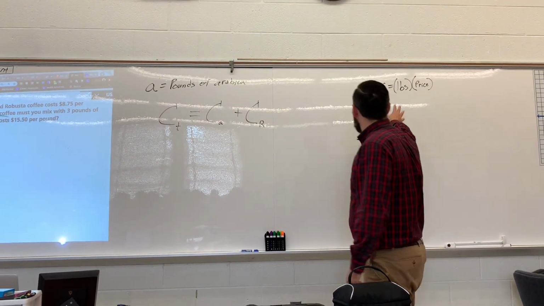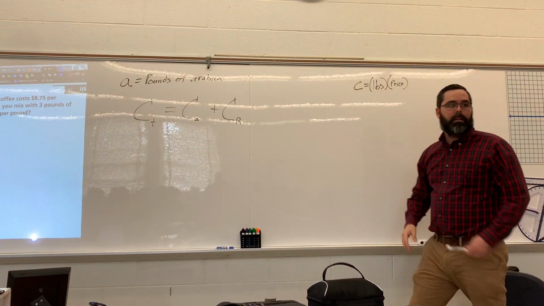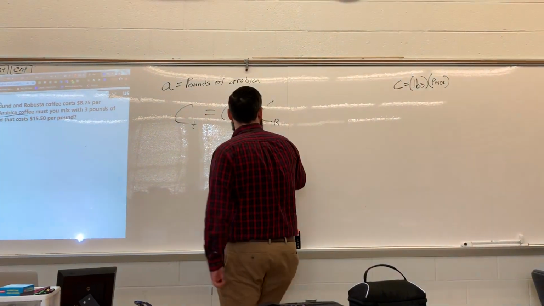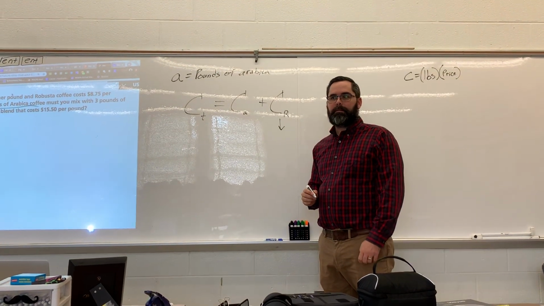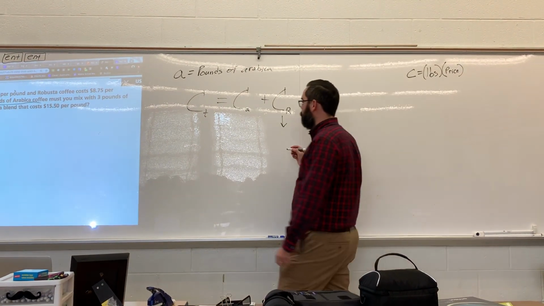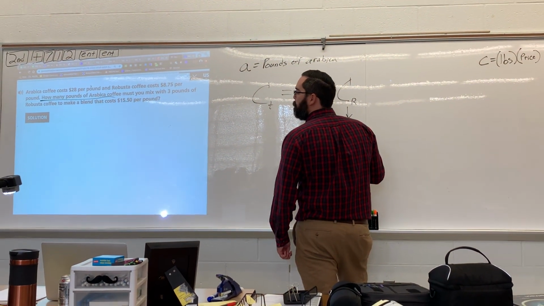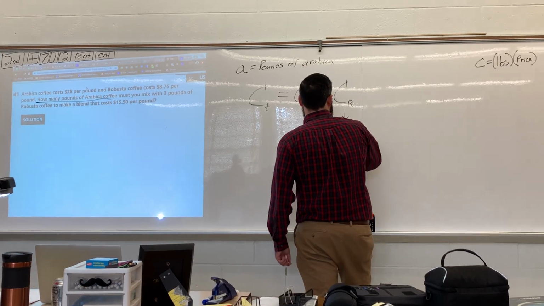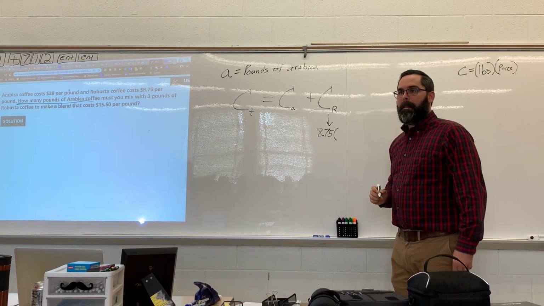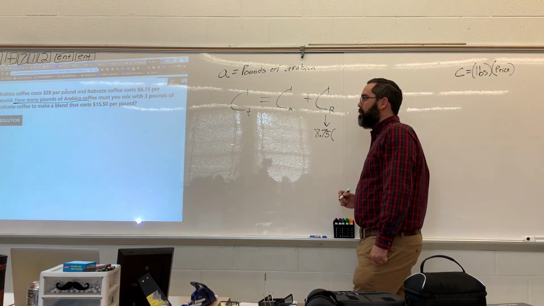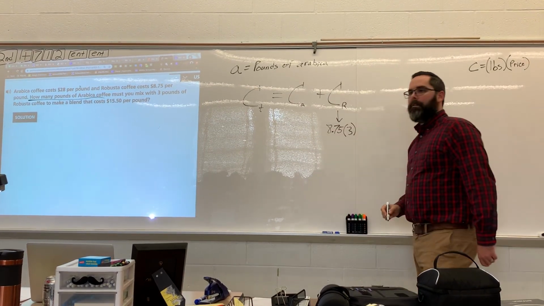All right. Now some of this we know the pounds. Some of this we know the price. We're going to use this information and fill this in. So what is the cost of the Robusta? That's going to be what times what? 8.75 dollars per pound times how many pounds? How many pounds of Robusta are we going to get? 3. Okay. So that's just Robusta.